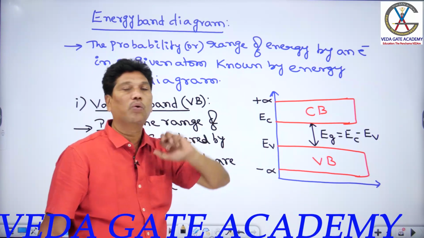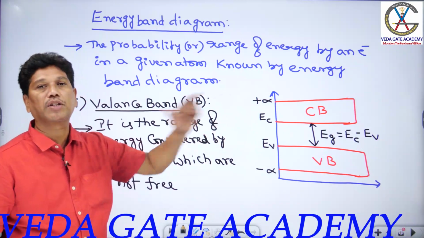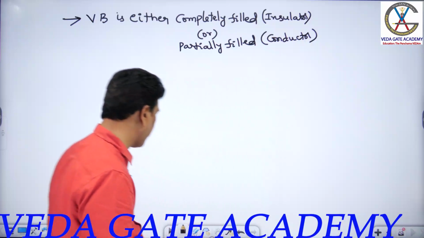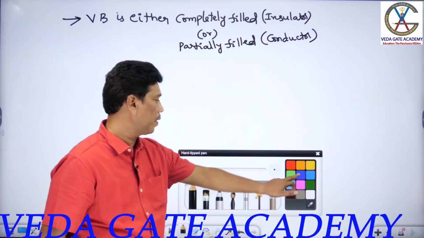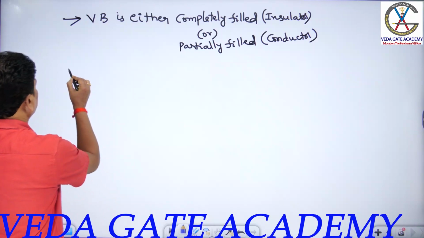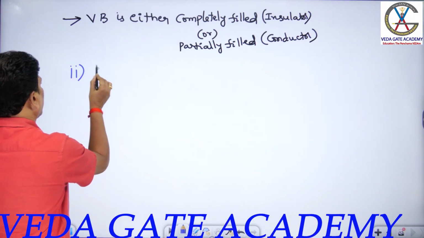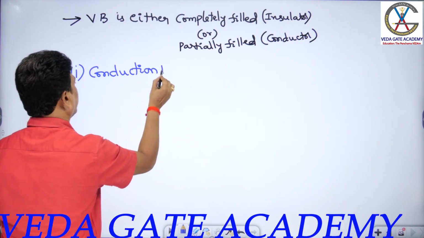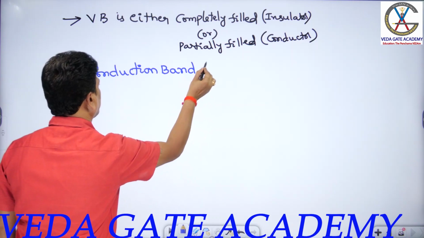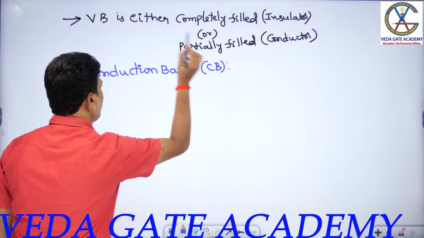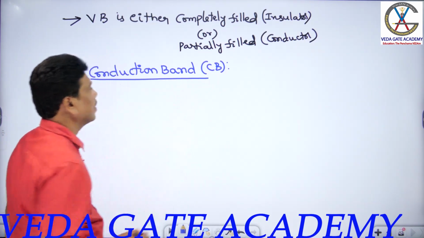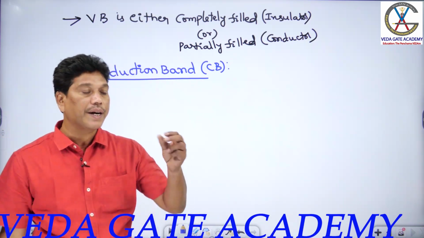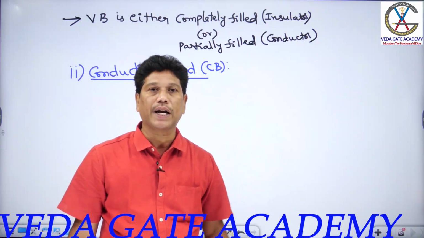Next, what is that one? That is called the conduction band. What is the conduction band, students? Now I can examine the conduction band. As compared to the valence band, the conduction band is the energy range associated with the conduction electrons.